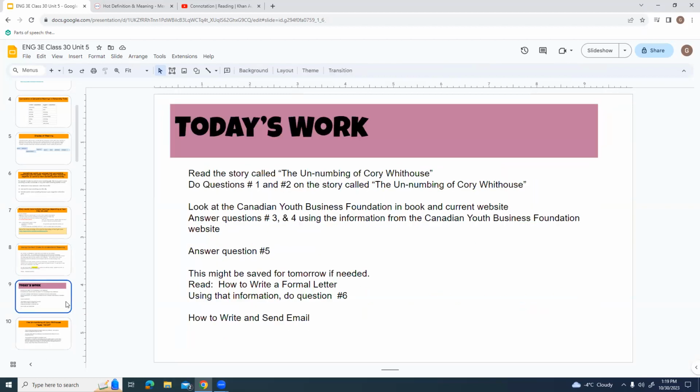So today's work. I've listed a lot of this. We're not necessarily going to get through all of this today. Depends on how long things take. That's okay. We'll just go on to it tomorrow.